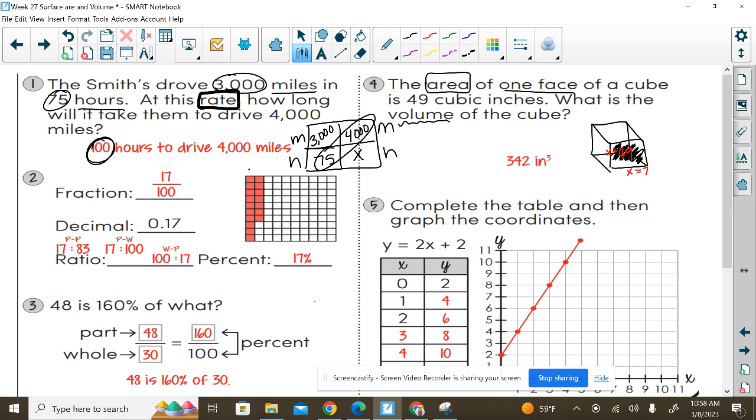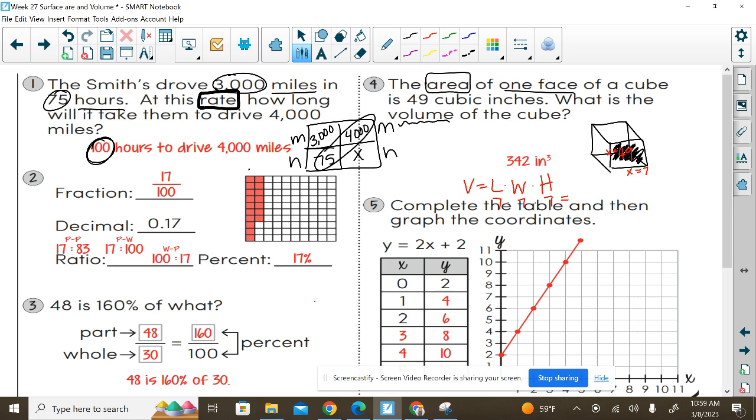Well, if we know the height and the width, volume is length times width times height. We know the length is 7, and we know the height is 7. Because it's a cube, all the sides are the same, so the width is also 7.